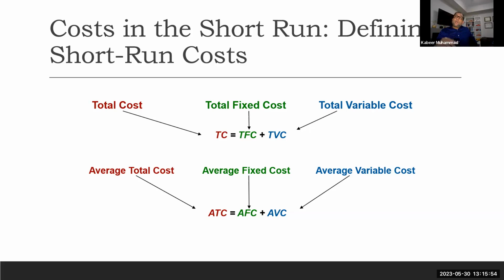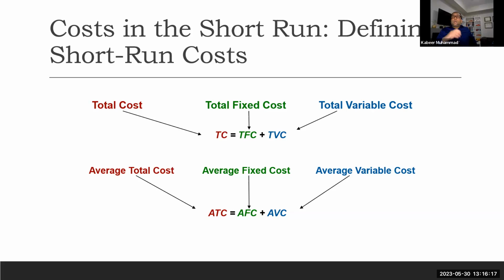Variable cost means that the cost is increasing. For example, if you want to produce cookies, then flour, chocolate chips, and sugar are all variable costs. If you want to produce more cookies, you have to buy more flour, more chocolate chips, and more of these ingredients.